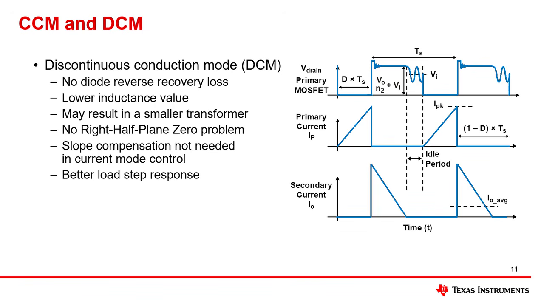In DCM, one advantage is that there will be no reverse recovery losses in the diode. The inductance value will be lower and this allows to use a smaller transformer. In DCM operation, there is no problem with the right half plane 0 and in current mode control, there is no slope compensation needed. Also, DCM allows a better load step response compared to CCM.